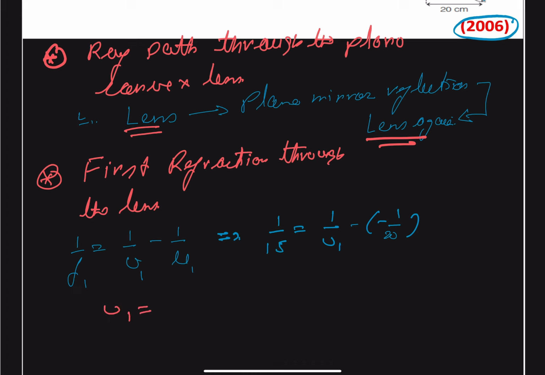So it means the image will be formed after first refraction to the right of the lens at a distance of 60 centimeter. You can say image is formed to the right of the lens.